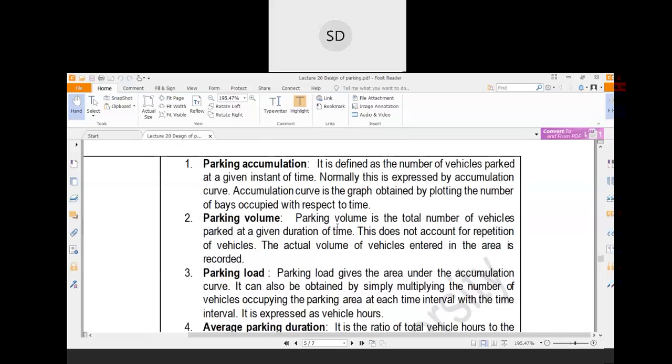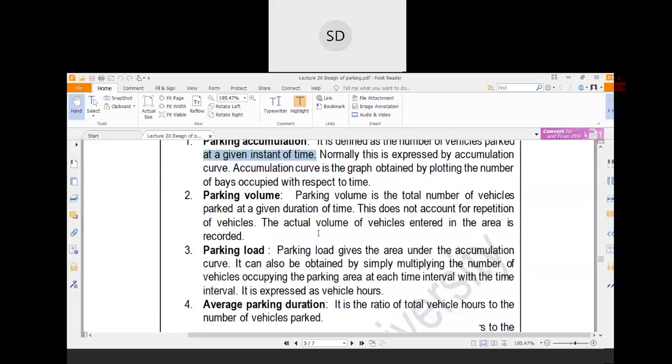Now there are different terms associated with parking analysis or parking statistics. First one is parking accumulation. It is defined as the number of vehicles parked at a given instant of time. Suppose at 7 p.m., how many vehicles are parked over there? That is your parking accumulation. Parking accumulation will change from time to time depending on different conditions.